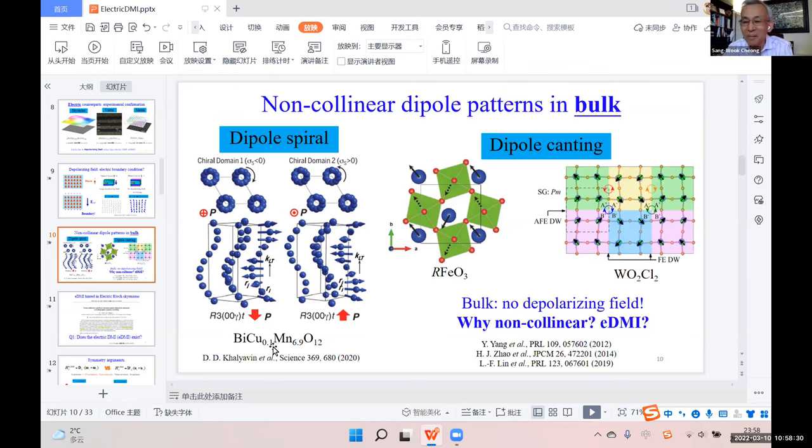I see. After the publication, the author sent out an email saying it is very nice that there is some electric DMI, and that our work also has this. But it is a pity that we hadn't seen this work before that. But I see. It is a very nice structure.